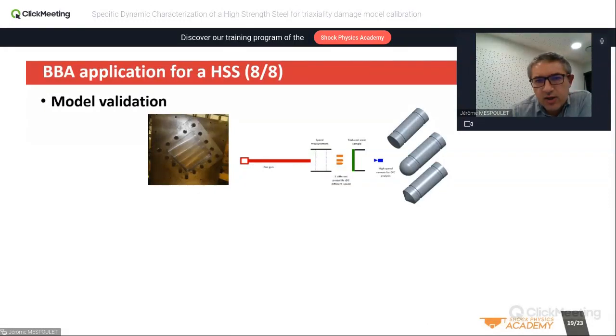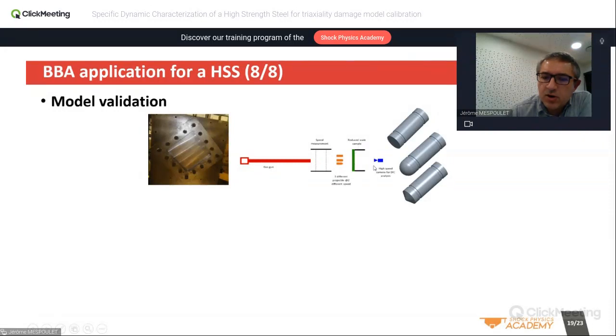And what we did, we validated those models. We have performed some impact tests with heavy projectiles on a heavy clamped plate of the materials. Here you see the heavy projectiles. They have roughly the same weight, and they have 3 different noses that were presented before in the literature. So you have the gas gun here. You take the velocity, 3 different noses.